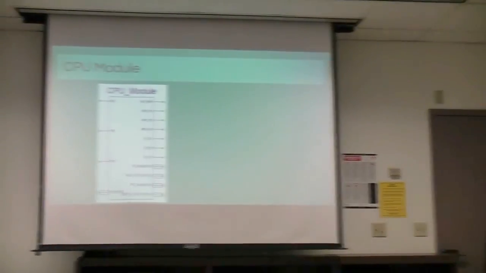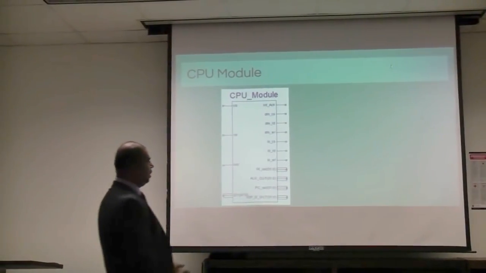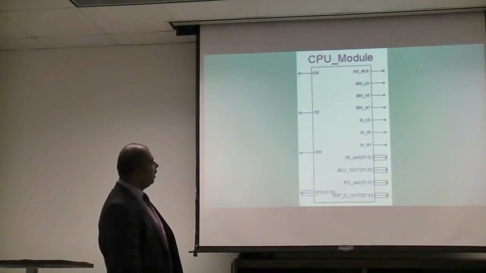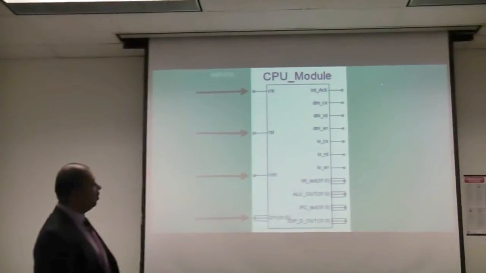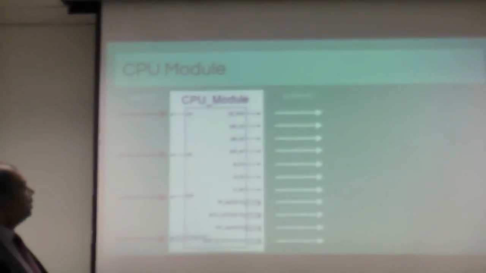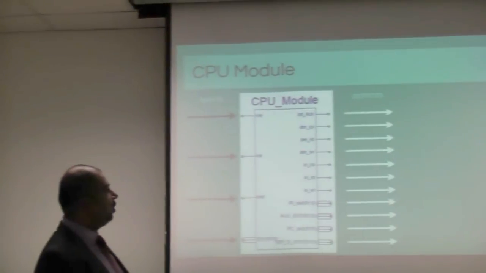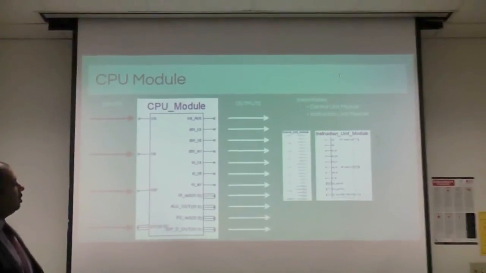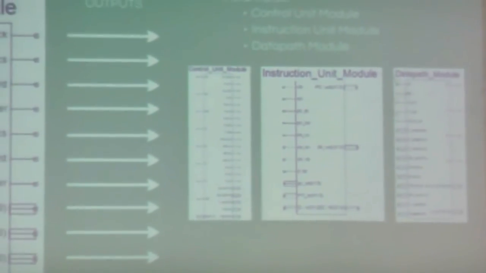So here's the CPU module. Again, this is an overall block diagram that we extracted from the Xilinx tool. On the left-hand side, you're going to see all the inputs. On the right-hand side are the outputs. And within the CPU module, as we discussed earlier, we have three major modules: the control unit, the instruction unit module, and the data path module.